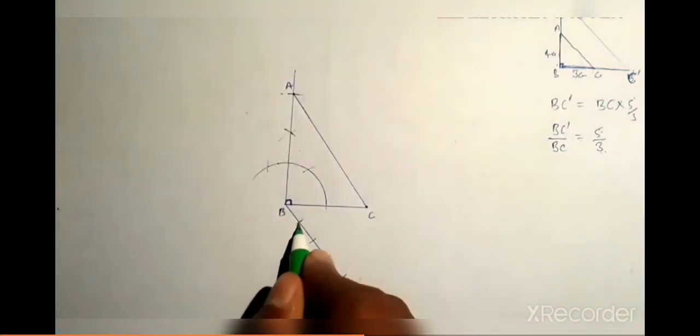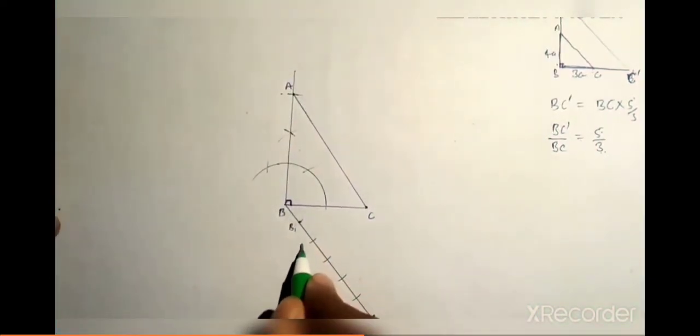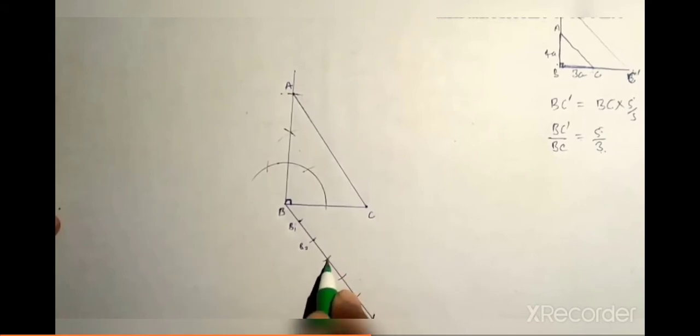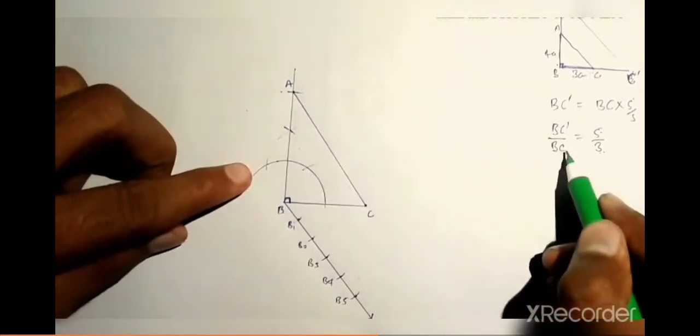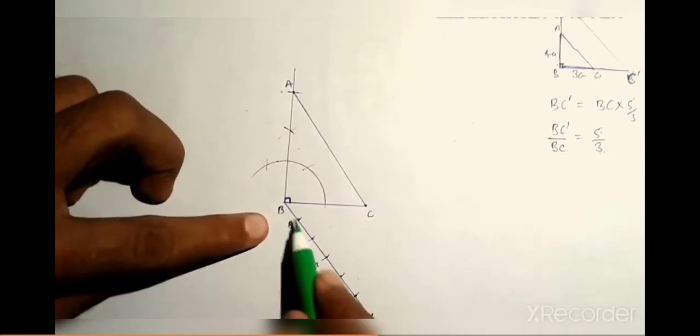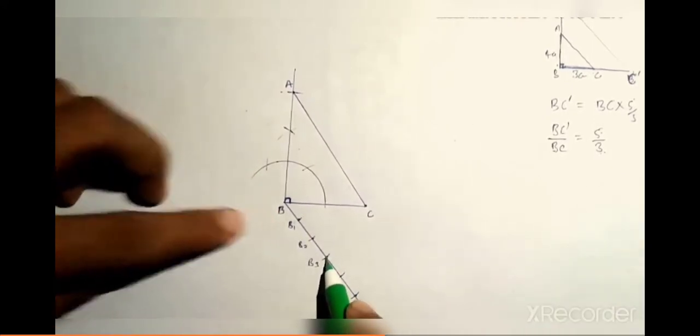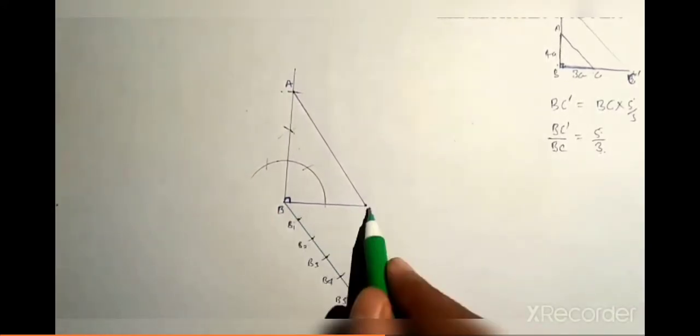So I have cut 5 parts of 1 centimeter each. Name them B1, B2, B3, B4, B5. Now join. BC will be 3 parts. Then you take the 3 parts. The third part is B3. Now join the denominator.